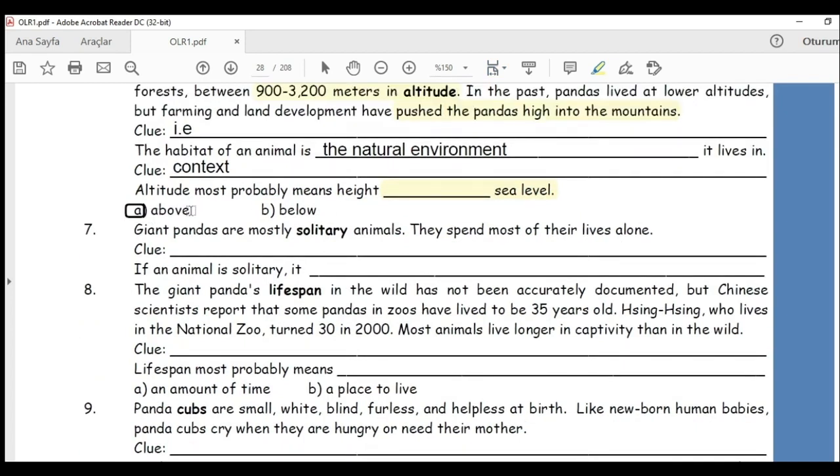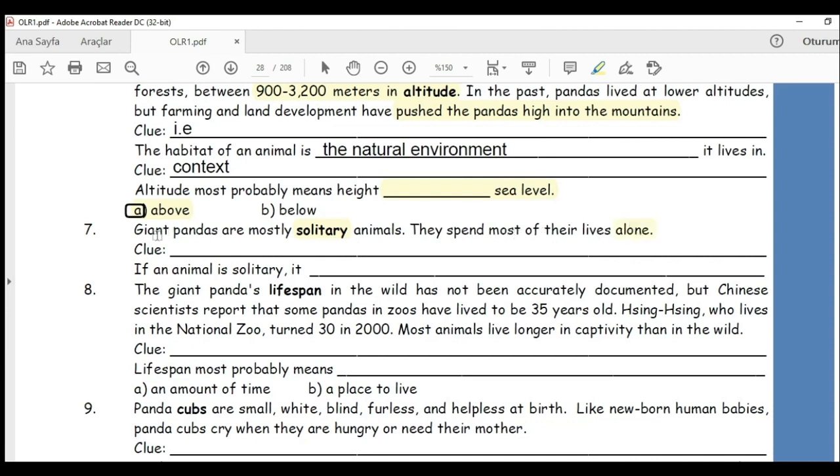Okay, let's go on. So I've chosen "above" here. Giant pandas are mostly solitary animals, so it's an adjective. Solitary means something, but it also needs to be an adjective. They spend most of their lives alone. Take a look. Giant pandas are mostly solitary animals. They spend most of their lives alone. Which adjective here might mean solitary? We only have actually one adjective, and it is "alone."